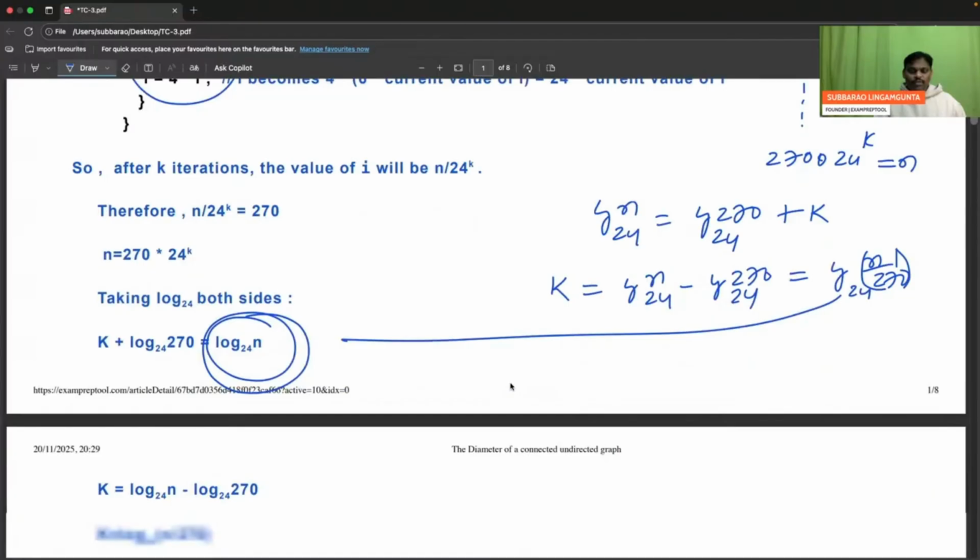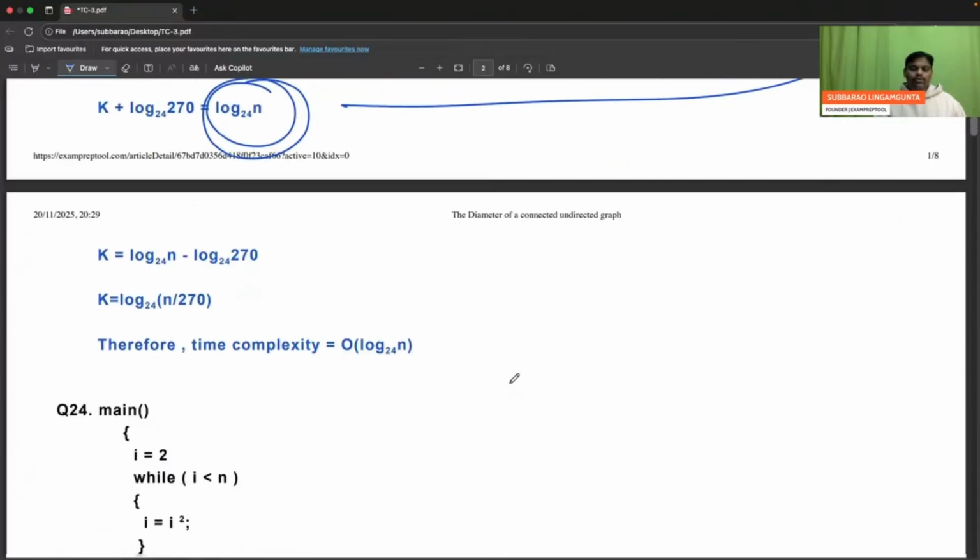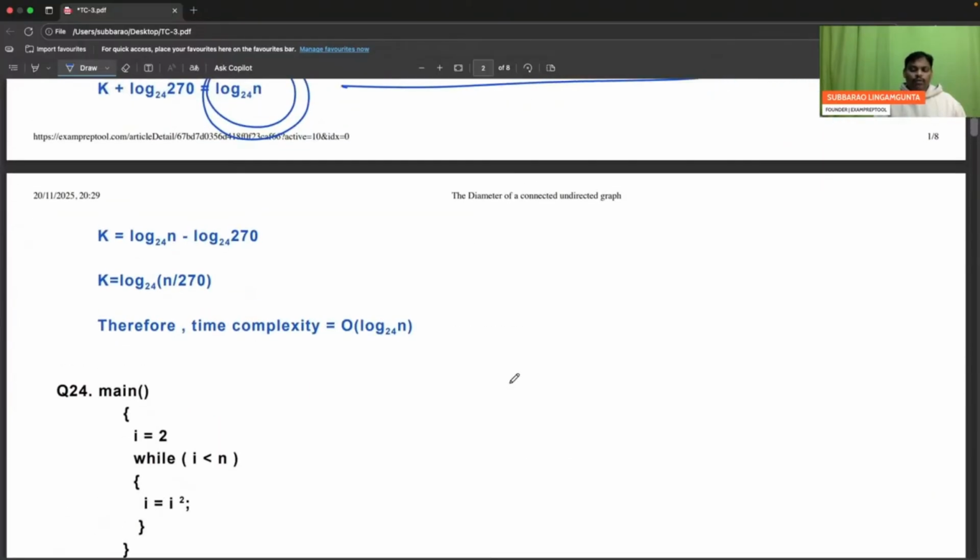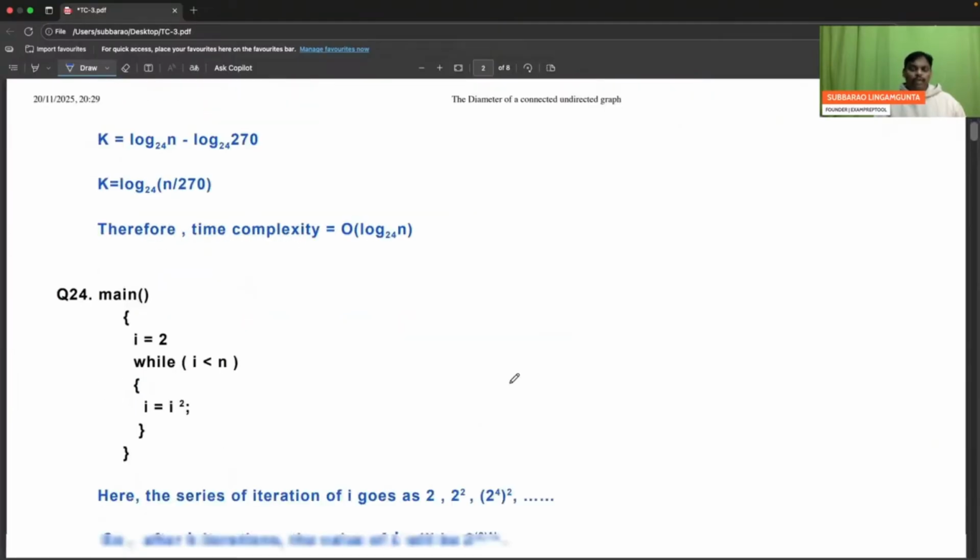I hope everyone is comfortable. Same story, always dividing by 24, log n base 24. If log n base 24 is there in the options, well and good. Otherwise you can simply write log n. Question number 23 is also done.